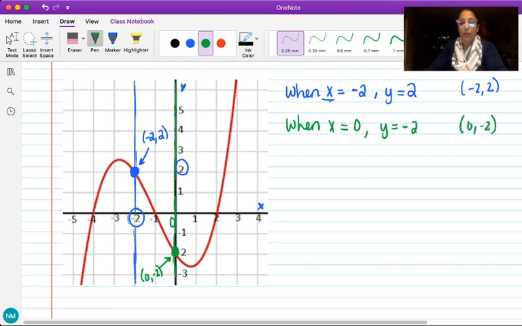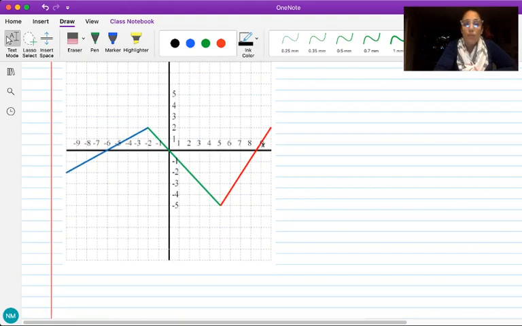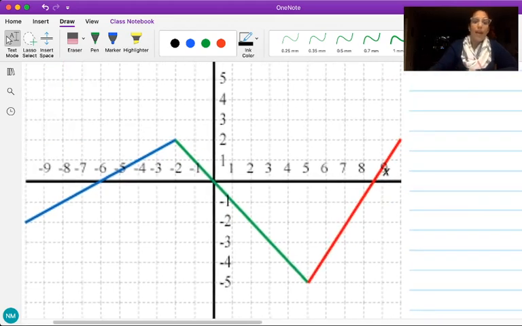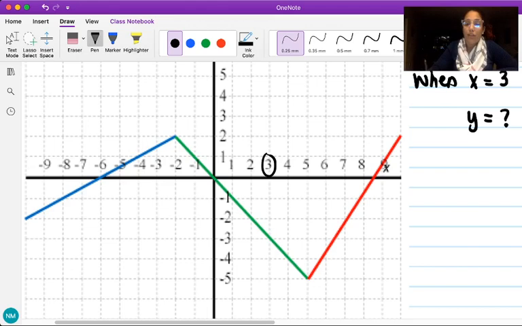Okay, we're going to try another one with this problem. I think this has a lot more points to work with. So we're going to zoom in here. When x equals 3, what is y? So I'm going to go to 3. Here's x equals 3. I'm going to find where is my function? Well, my function is right here. And my point is what? What's my y value? My y value is negative 3.